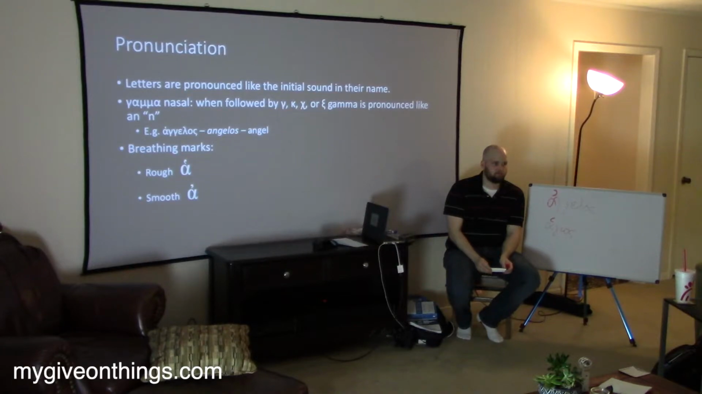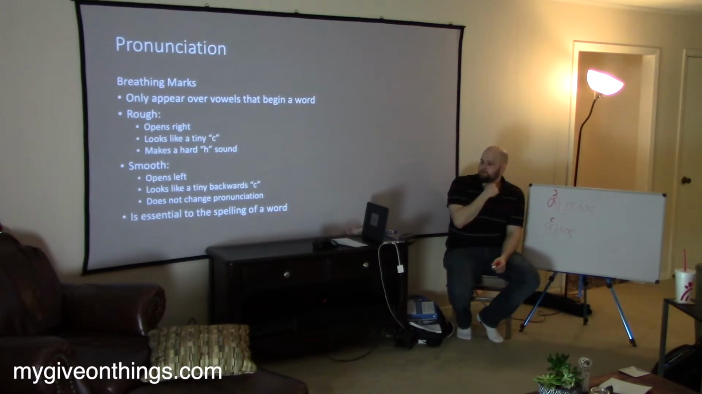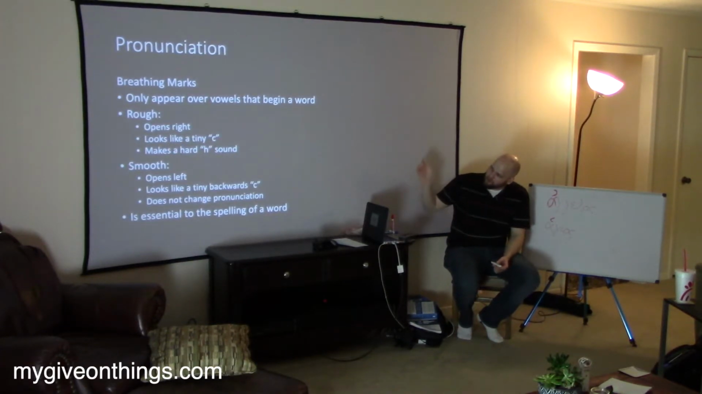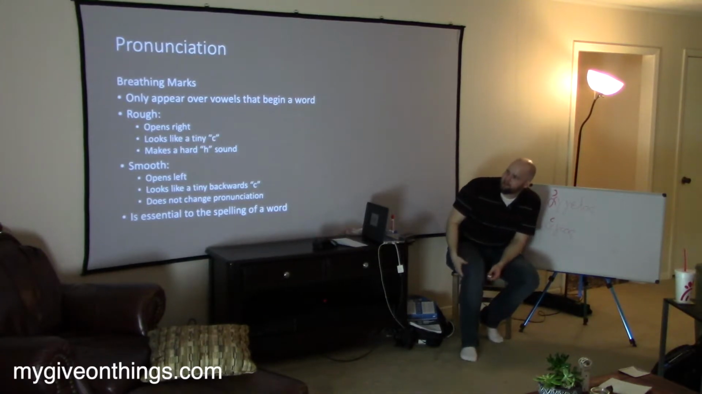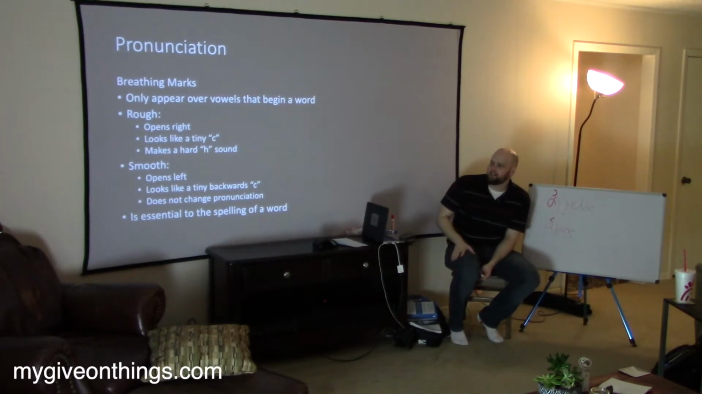It's just there to let you know, yes, we didn't forget to put a rough breathing mark here. We remembered. So whenever there's a vowel at the beginning of a word, it's going to have one, every single time. There will always be either a rough or a smooth breathing mark, and they only appear over vowels at the beginning of a word. Rough opens to the right, looks like a tiny C, and makes a hard H sound. Smooth opens to the left, looks like a tiny backward C, and does not change pronunciation.